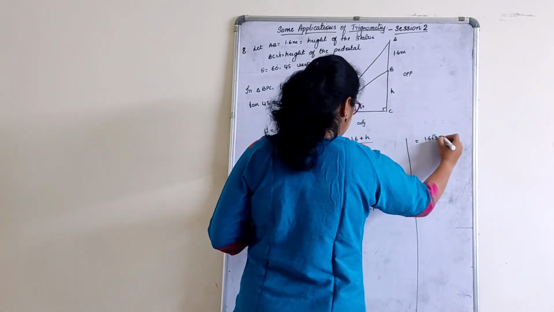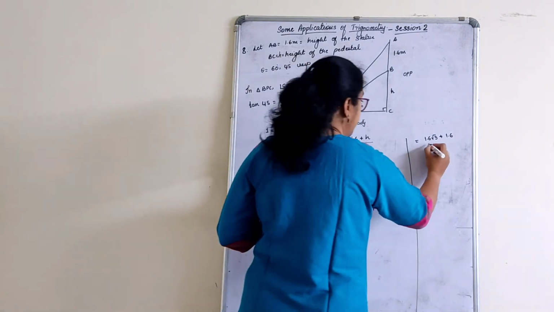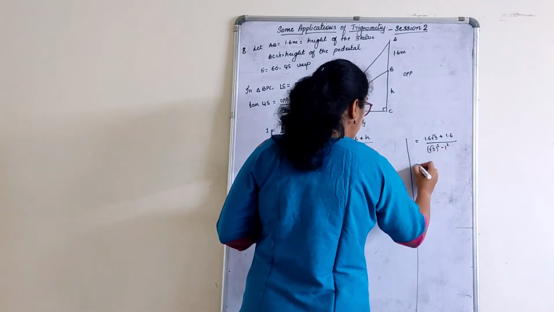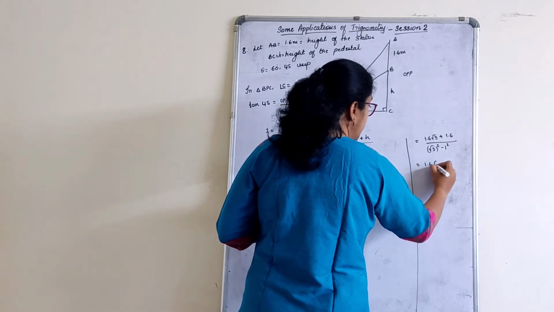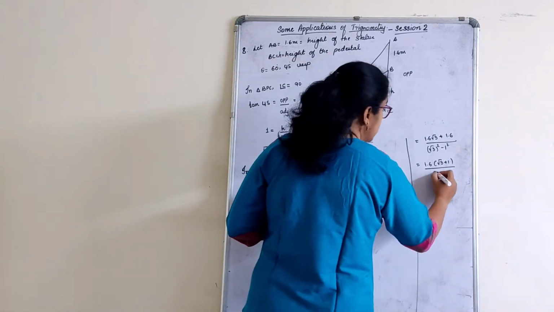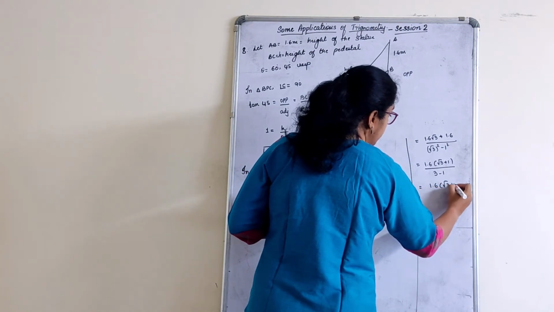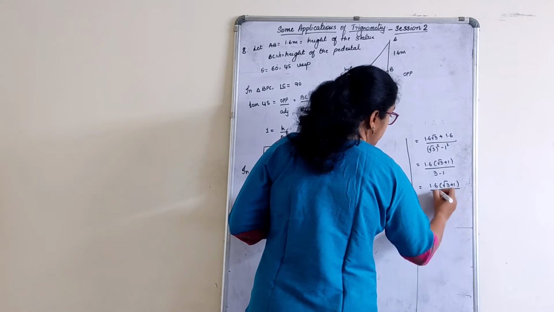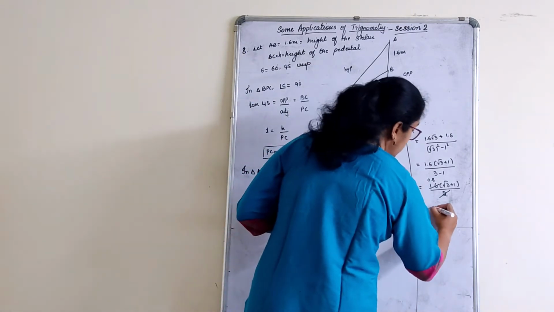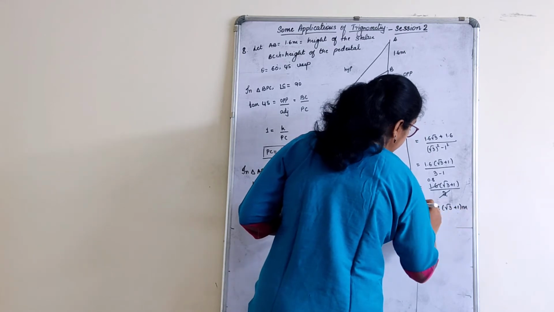1.6 root 3 plus 1.6. Multiply this monomial by a binomial, divided by a square minus b square: root 3 whole square minus 1 square. I can take 1.6 common: root 3 plus 1 divided by root 3 square, which is 3, minus 1. So 1.6 of root 3 plus 1 divided by 2. 2 ones are 2, 2 eights are 16. The height of the pedestal is equal to 0.8 times root 3 plus 1 meter.